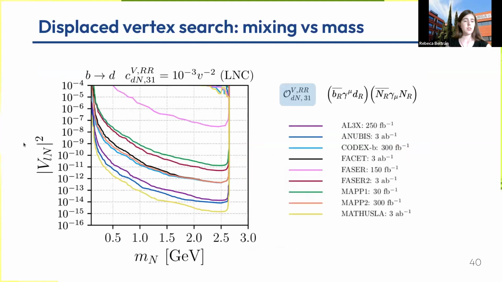So in this case, we are showing the sensitivity results, which are the 3 signal events in the plane of square mixing value versus HNL mass, and we have fixed this operator. So this triggers B meson decays. These are the sensitivities for all these experiments.